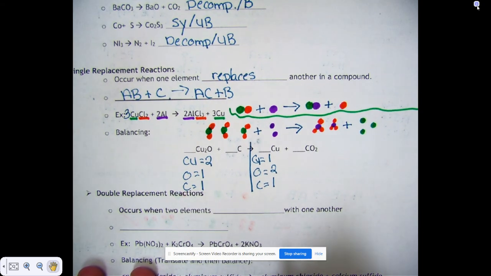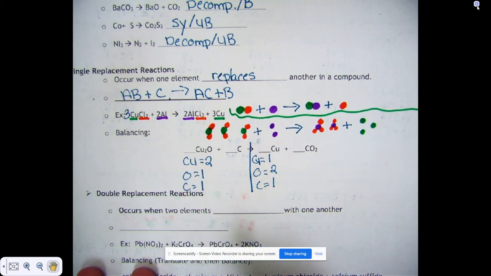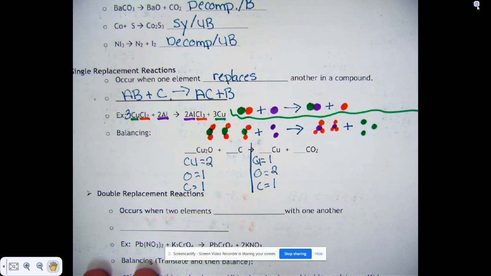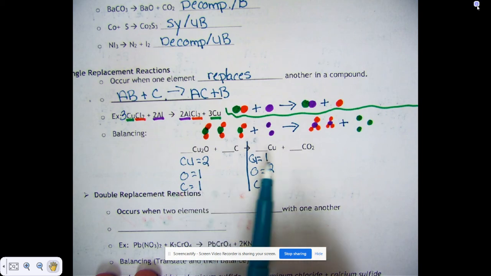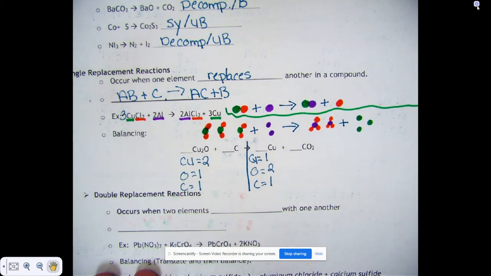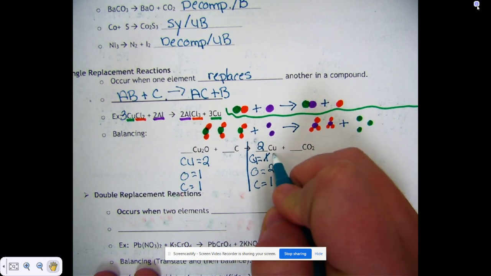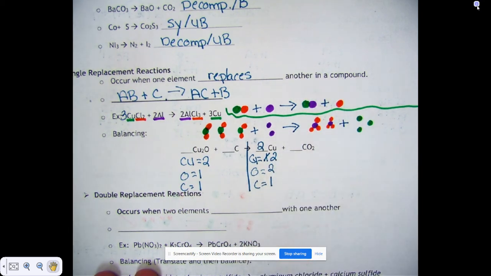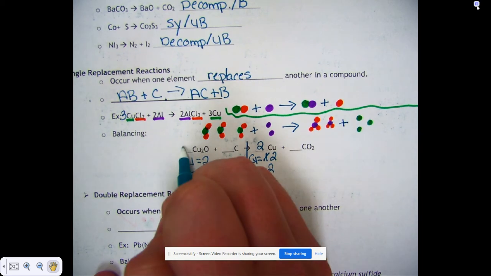All right. I am going to choose to start. You can start wherever you want. Obviously, don't start with carbon because carbon's already balanced. I'm going to show you there's 2 different ways to do it. I'll start with balancing the Cu just because, okay? I'm going to put a 2 here. That gives me 2. Those are now balanced, okay? I now need to balance my oxygens by putting a 2 here.